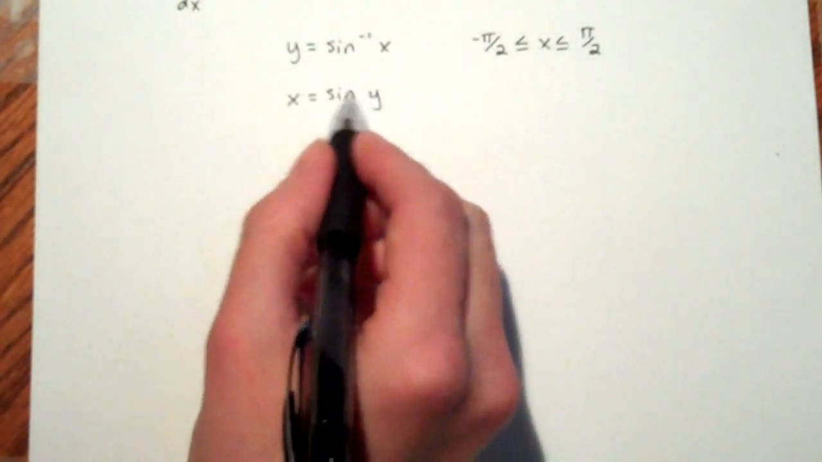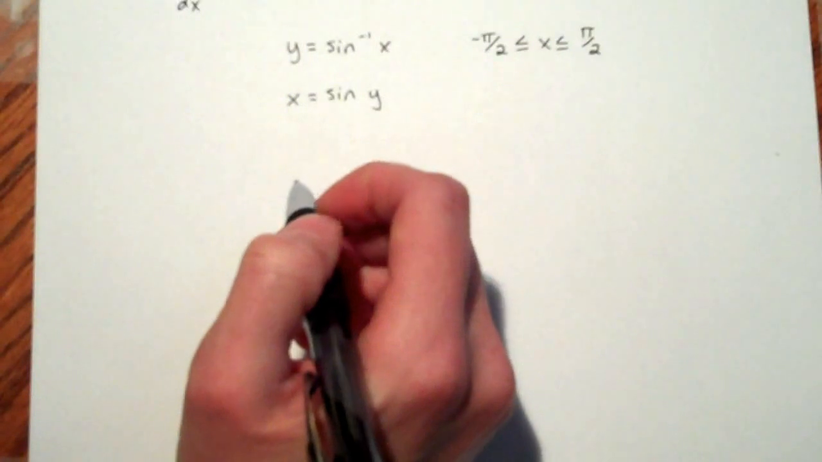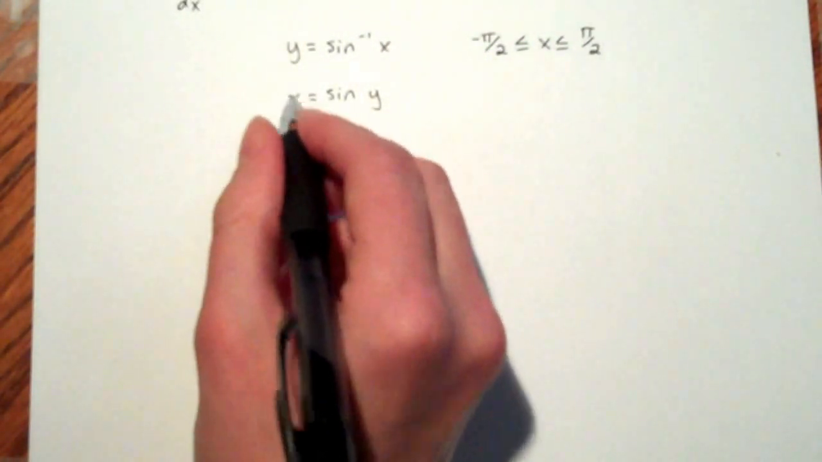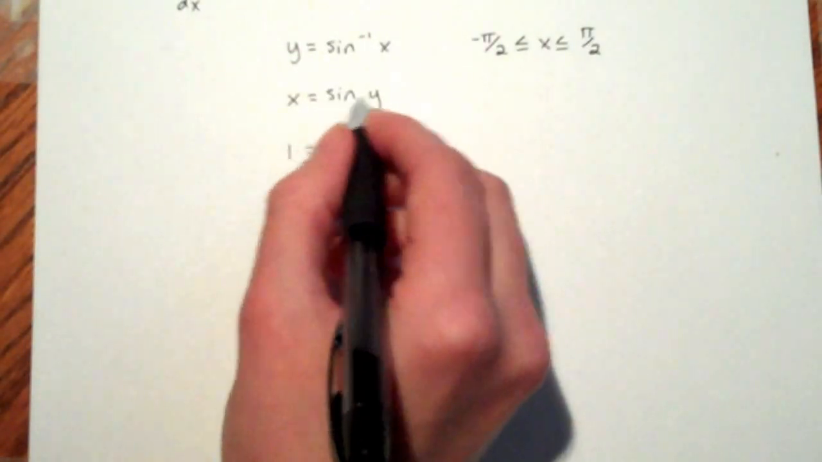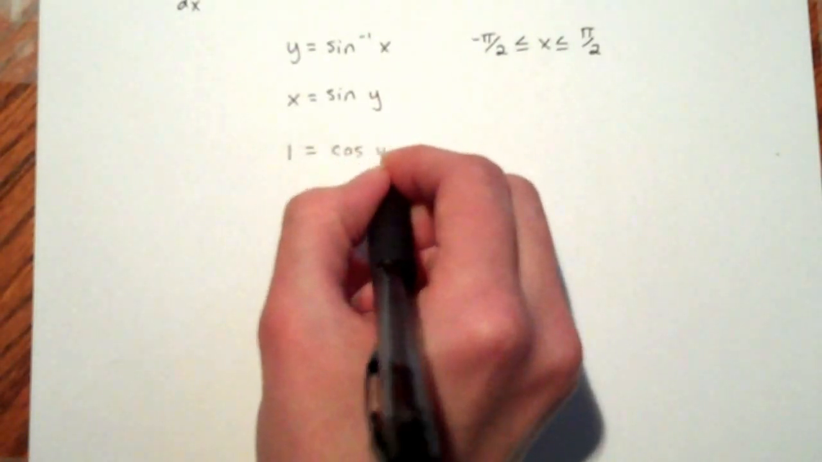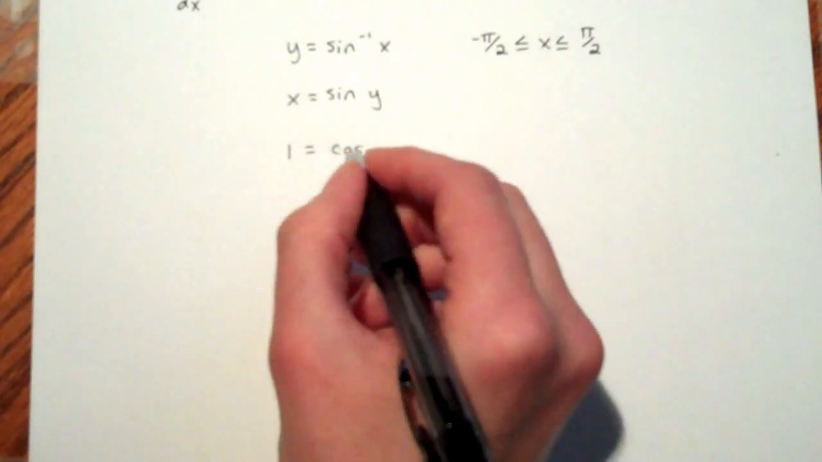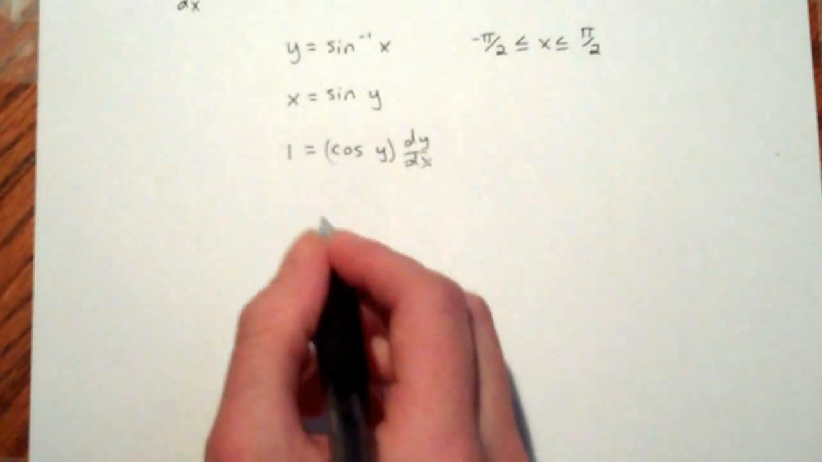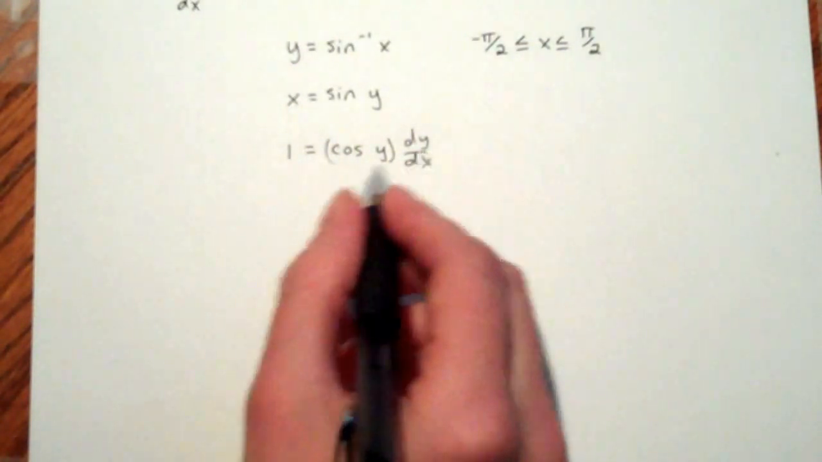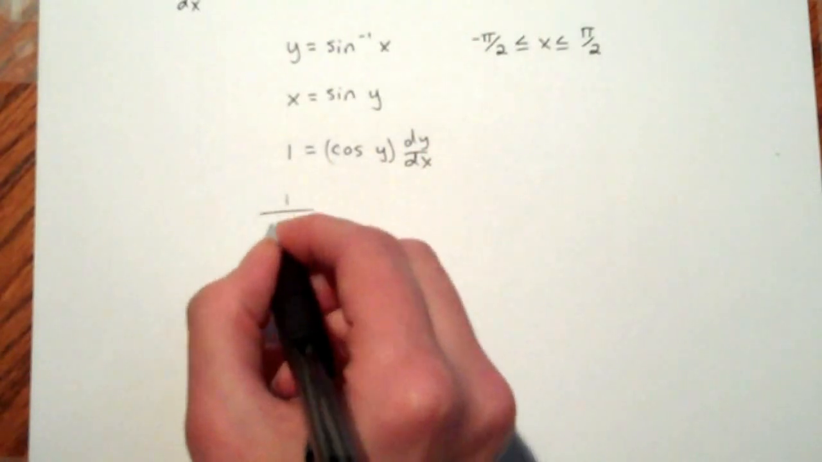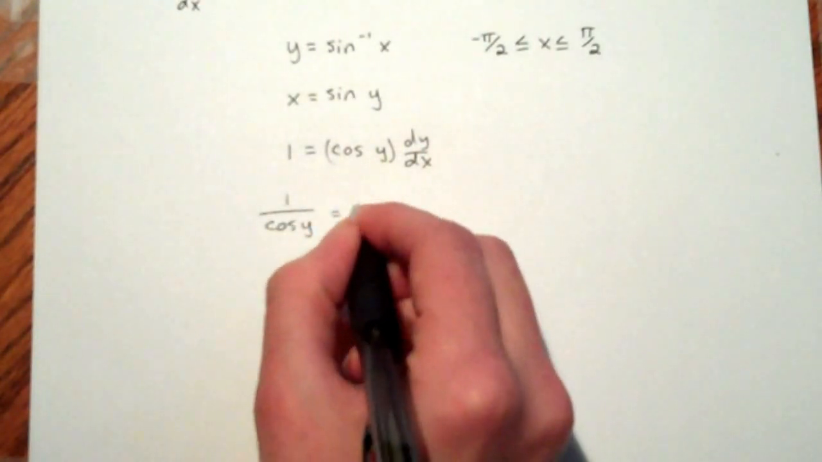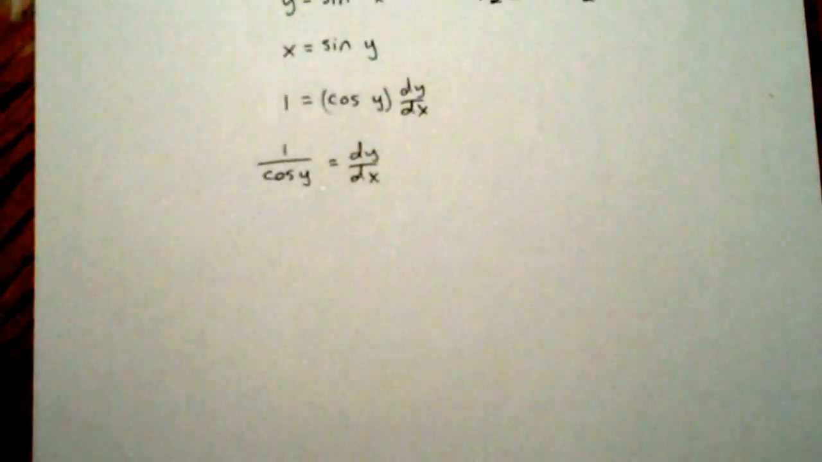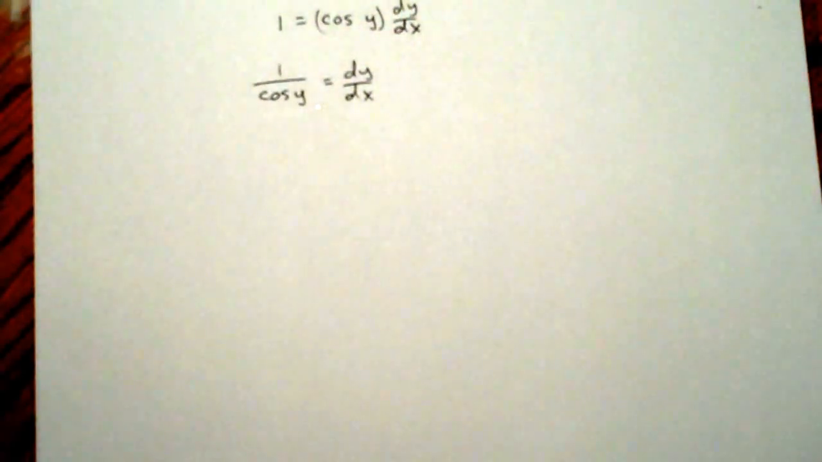Okay, so now the next thing, I've got this x equals sine y, so what I'm going to do is implicitly differentiate this thing. So derivative of x is 1, the derivative of sine is cosine y, and then the derivative of y, because I have to do the chain rule, is dy dx. Alright, and now I'm just going to solve it for dy dx. So we've got 1 over cosine y equals dy dx. Alright, so that part's not so bad, but it's the next part that gets kind of strange.